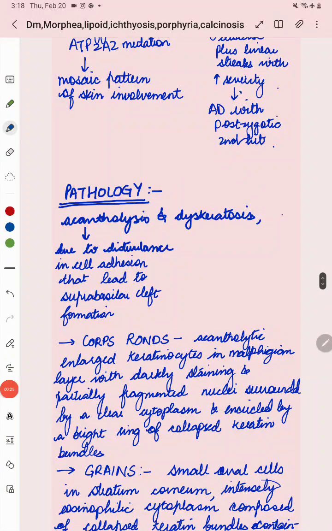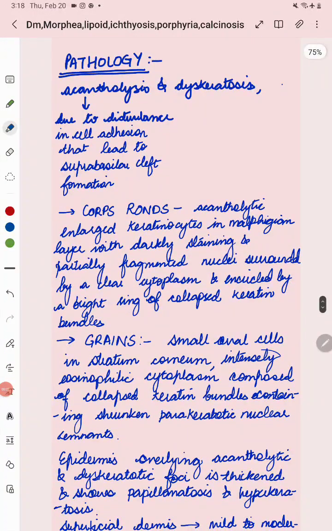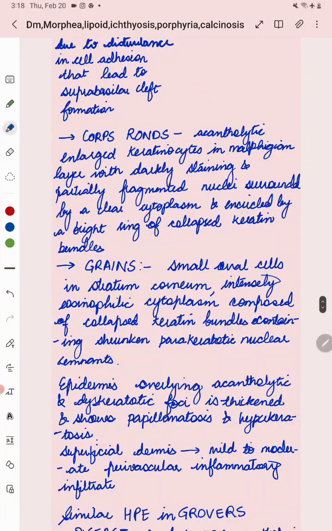Now on path you will see corps ronds and corps grains, which are basically enlarged keratinocytes which are darkly staining, and corps grains are found in the corneum and ronds are found below them. Grains have eosinophilic cytoplasm which has collapsed keratin bundles and contains shrunken parakeratotic nuclei.